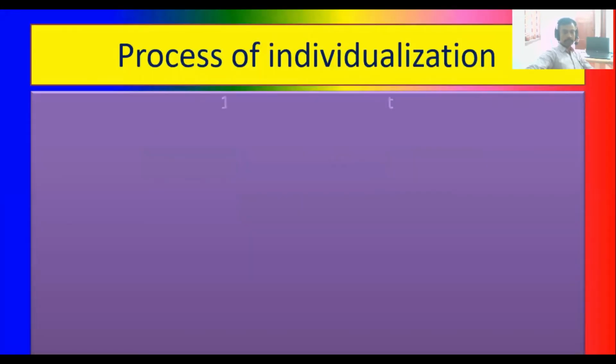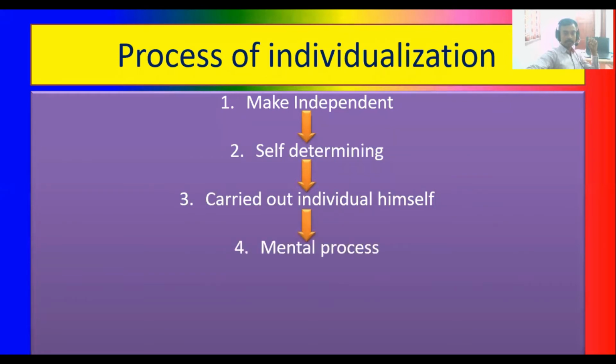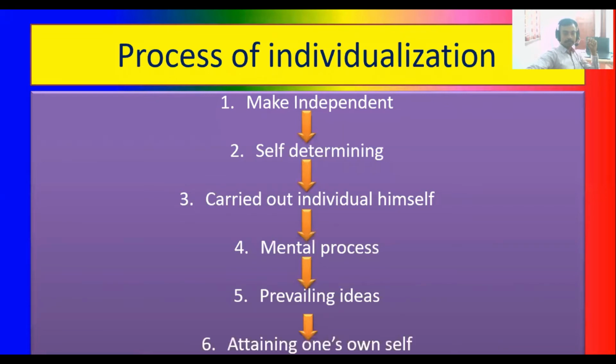Then the process of individualization: making independent, self-determining, carrying out by oneself, mental process, prevailing ideas, attaining one's own self. So this is the process by which a person becomes individualized.